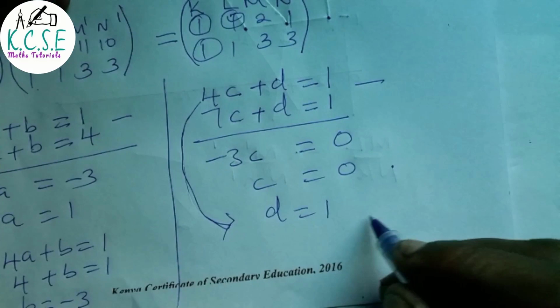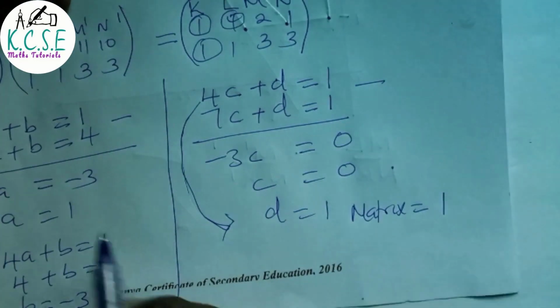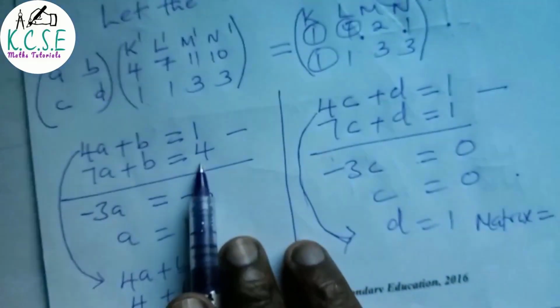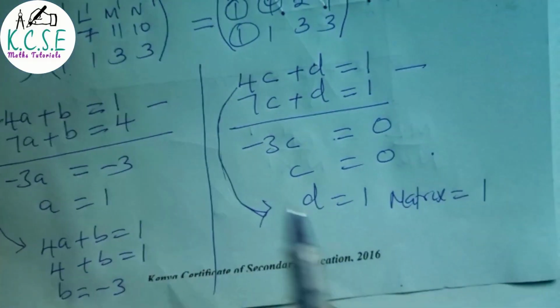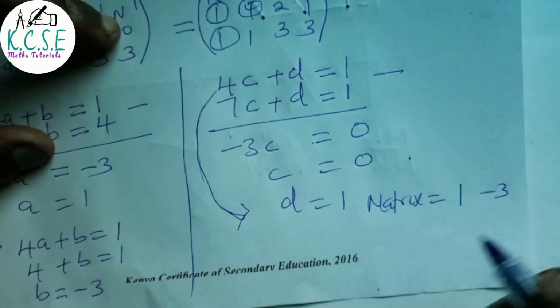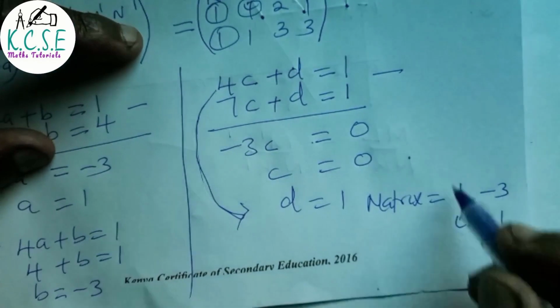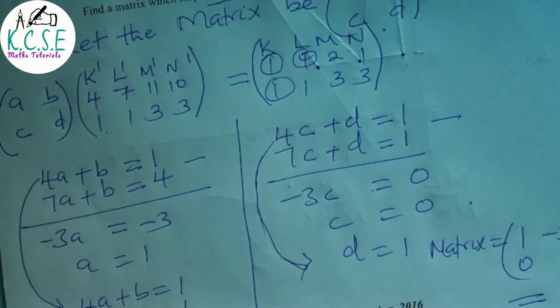So the matrix will be A is 1, B. So looking at this now, A is 1, B is negative 3, C is 0, and D is 1. And that is simply how you're supposed to solve that question.